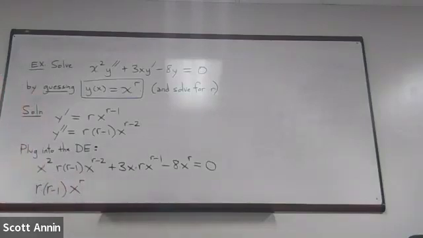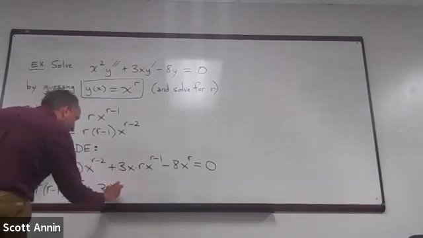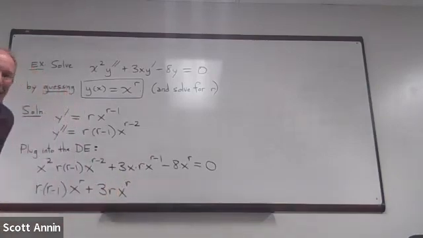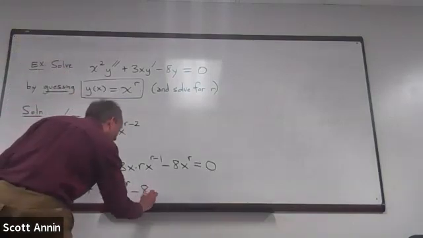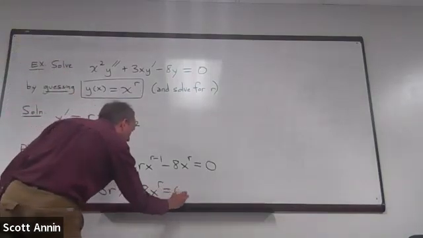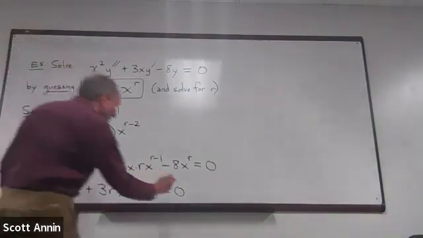So we have r times r minus 1 times x to the r. In the second term, I have a 3, an r, and then the two x's again can be combined into x to the r, right? And then minus 8x to the r equals 0. So just doing a little bit of algebra.